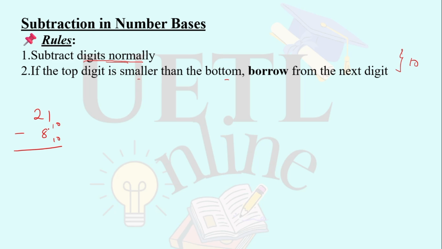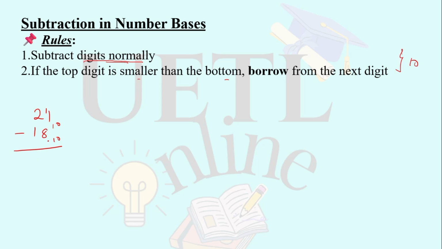So we borrow 1 from this side. Borrowing 1 was just adding 1 here, which means our digit becomes 11, and this becomes 1 here. It was a simple way of borrowing. So now we just say 11 minus 8.